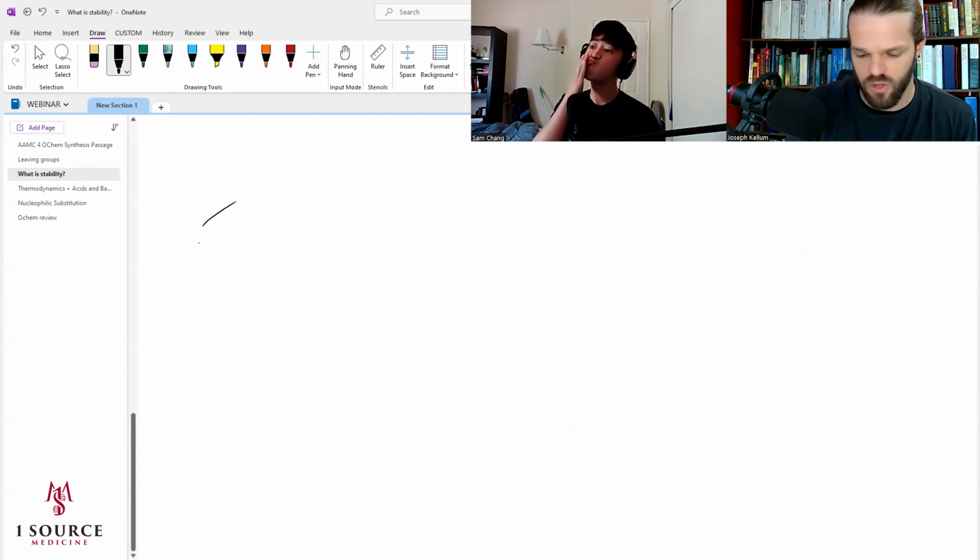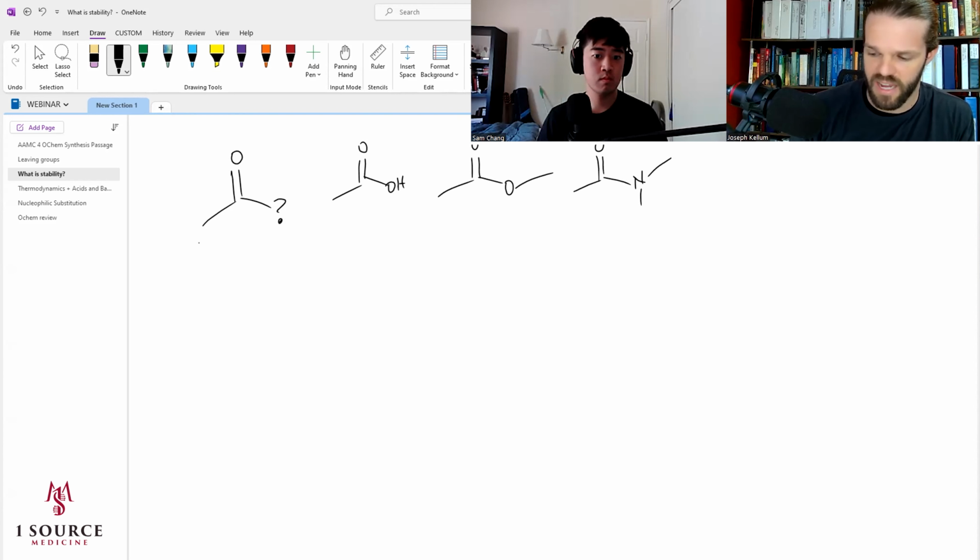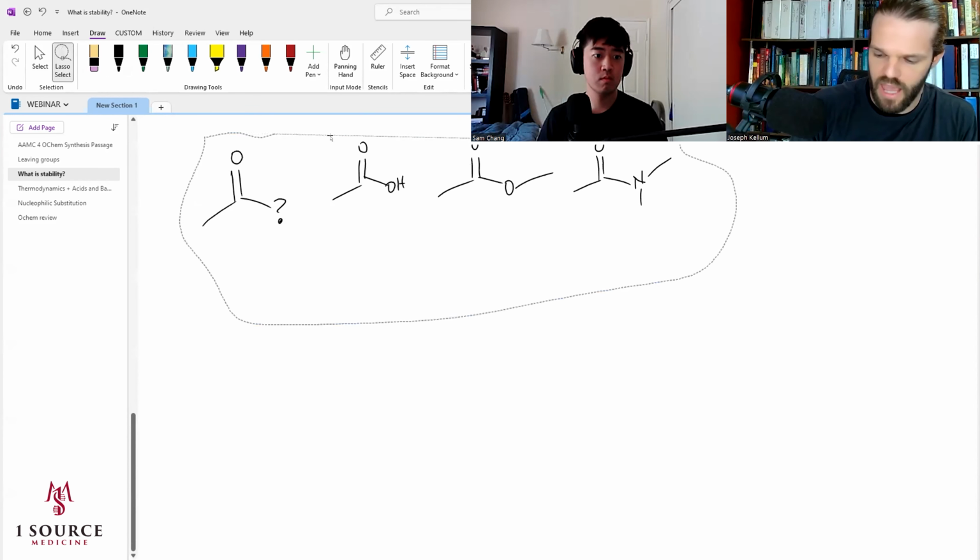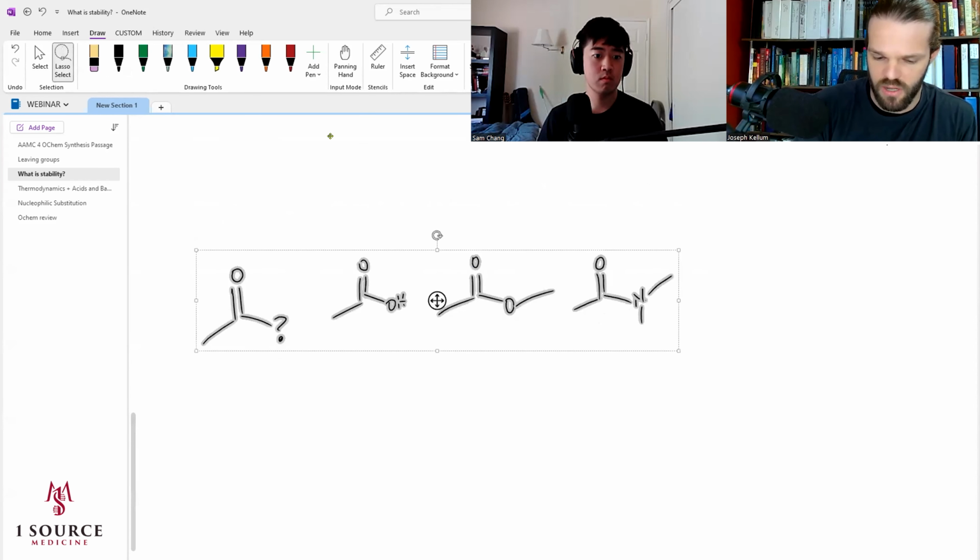The question mark can be an OH, in which case it's an actual carboxylic acid. It can also be an OR, in which case it is an ester. It can also be an N and some other stuff, in which case it's an amide. It can also be a halogen. In the case that it's a halogen, we call this an acyl halide. For instance, if chlorine was there, we call it acyl chloride. So this X can be Cl, Br, or I.